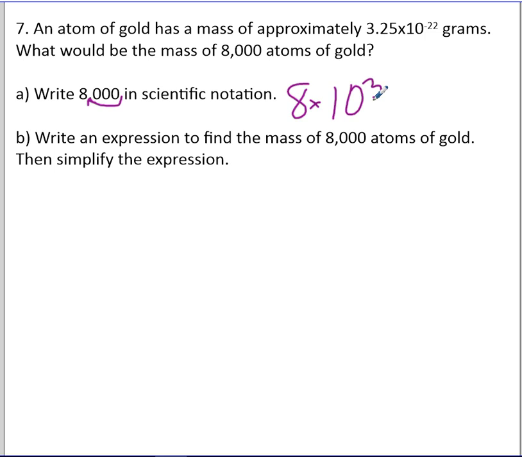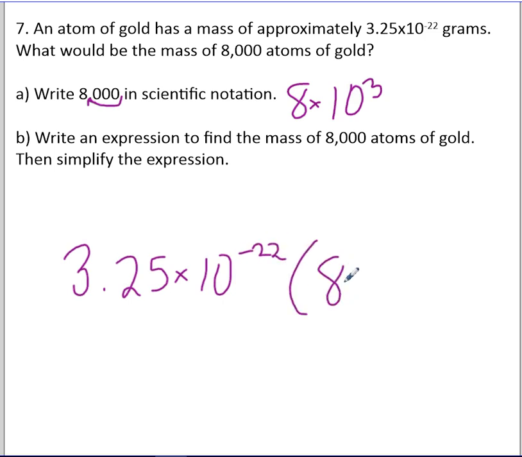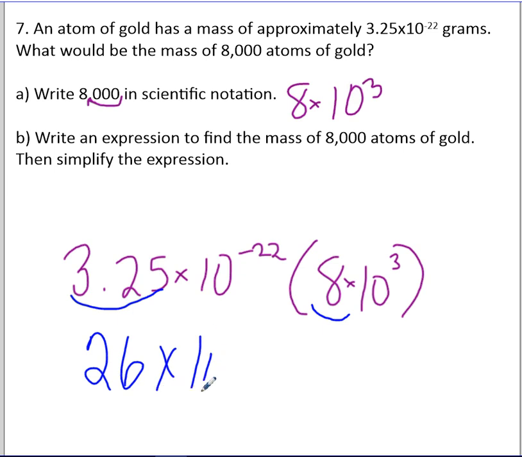So to find out how much 8,000 weigh, we need to multiply. So we'll do our 3.25 times 10 to the negative 22 times 8 times 10 cubed. So remember, when we do this, we're going to multiply 3.25 times 8. And when we do that, we get 26. And our exponents we add together, so negative 22 plus 3.